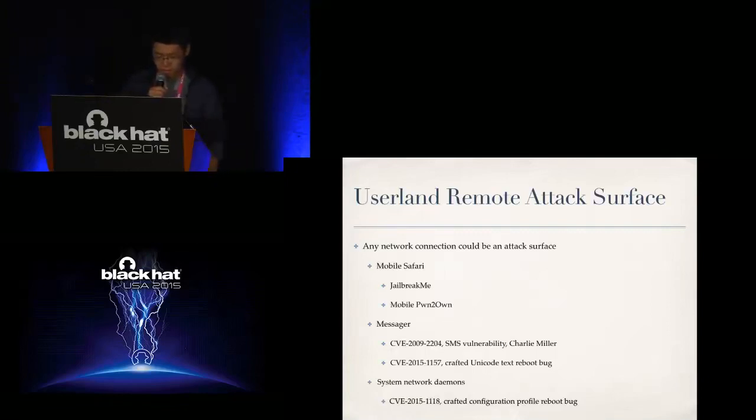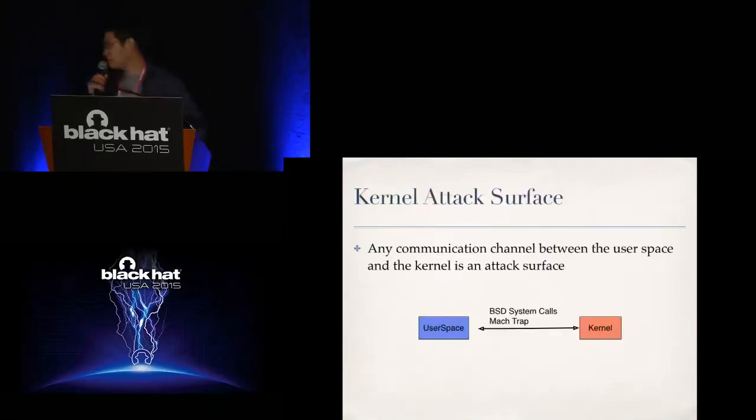Okay, so this was also released this year, sorry. After the user land part, let's have a look at the kernel attack surfaces. Basically, any communication between the user space and the kernel space could be an attack surface. There are two ways to trap into the kernel from user space. The first is the BSD system calls, like open, write, read. And the other is the Mach trap. This is very special for an iOS device.